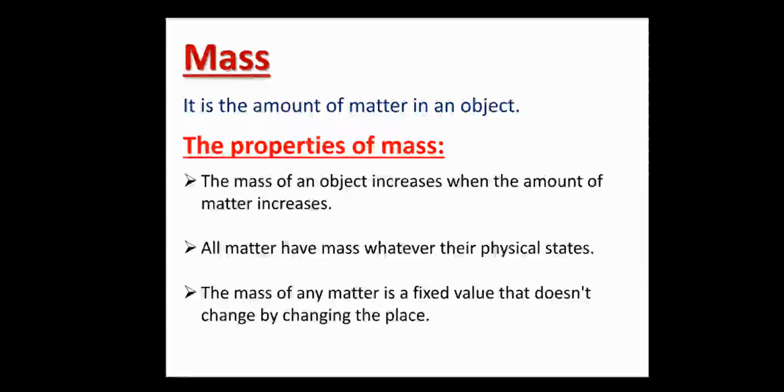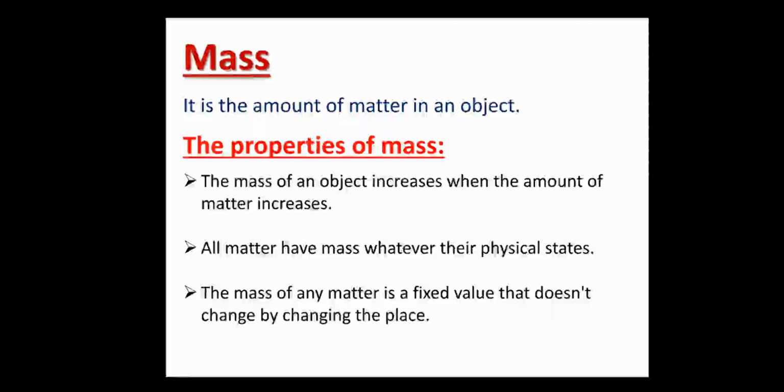Let's start with mass. Mass is the amount of matter in an object. Like your bag. The amount of matter in your bag is the books. So, the mass of your bag is the amount of your books in your bag. So the mass is the amount of matter in an object.